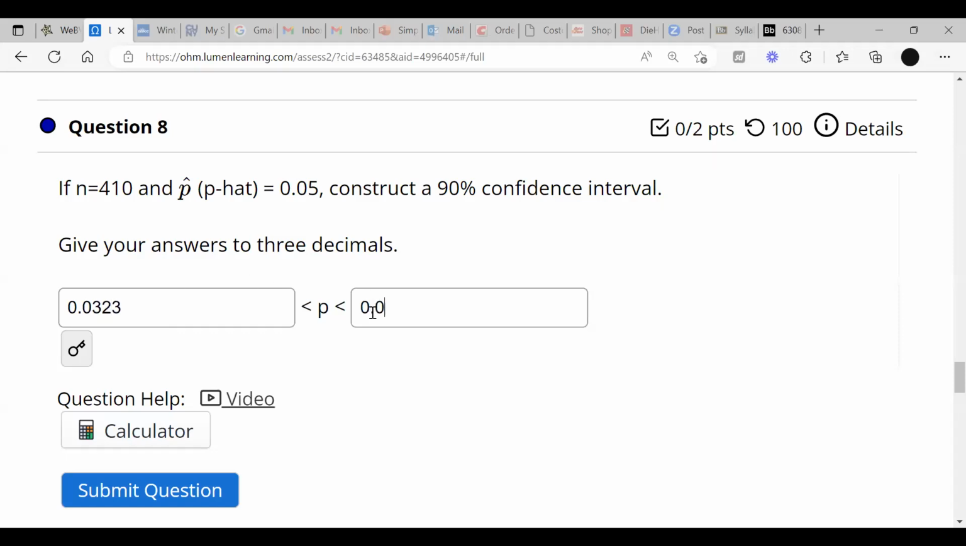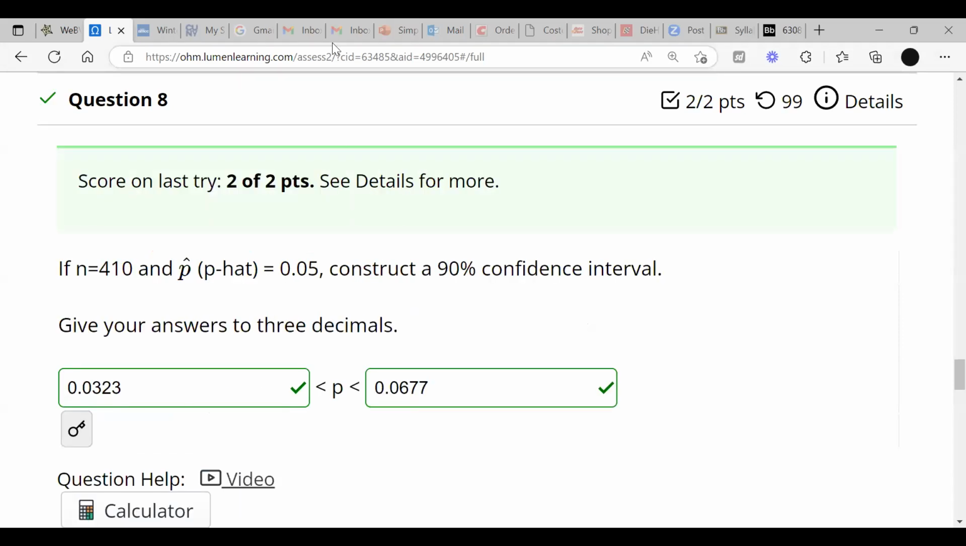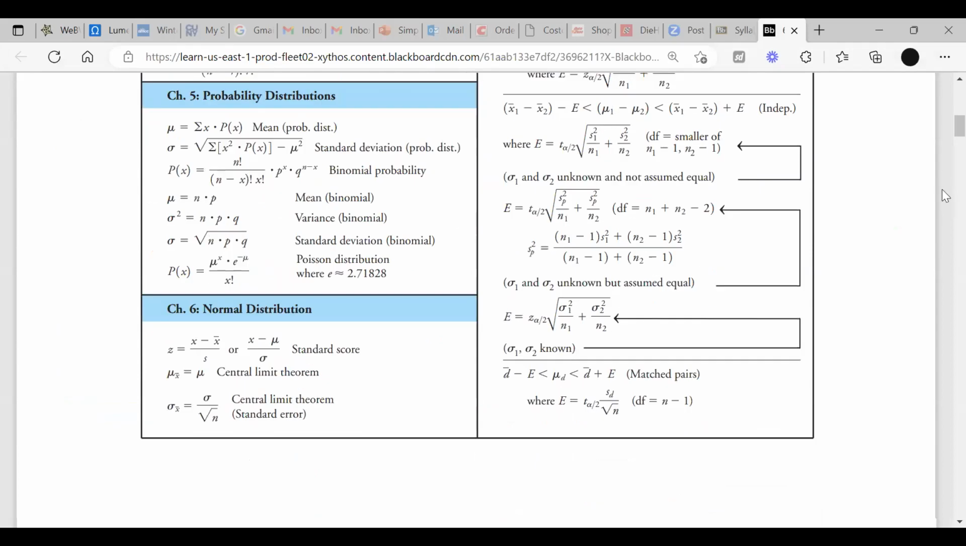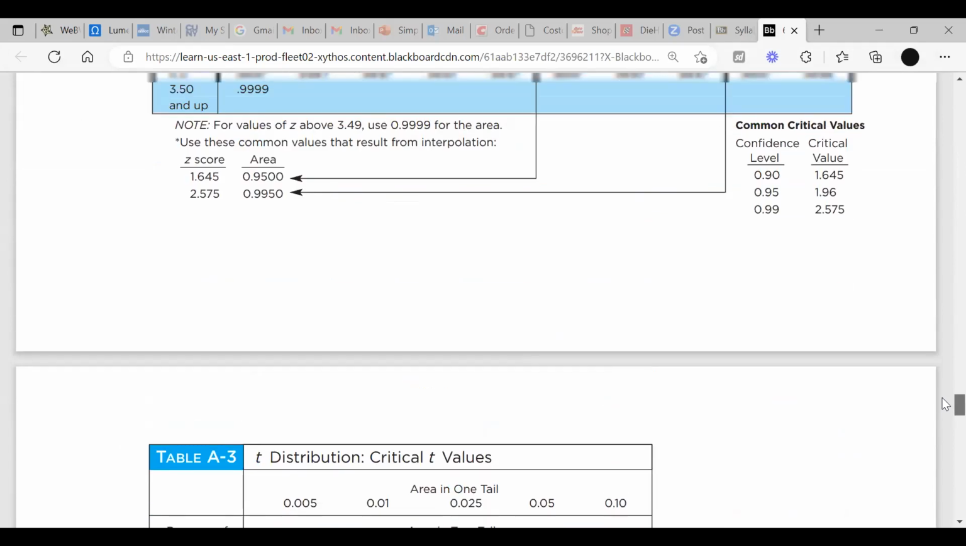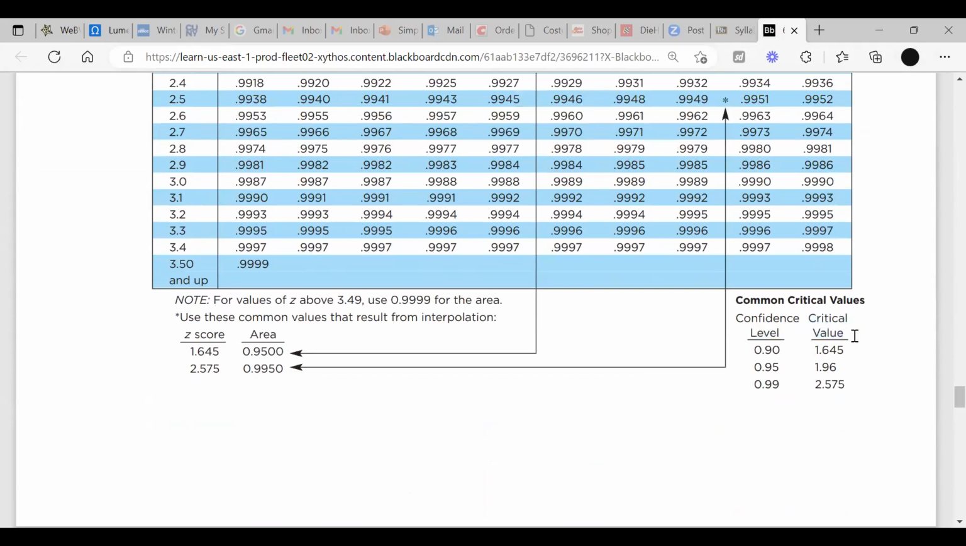Professor, can you explain how you got the z-value for the 90% interval? Definitely. So we're going to go to Table A2, and then you scroll down to the second page of Table A2. You're going to see critical values, right? With 90% meaning the confidence level is 0.90, the corresponding critical z-score is 1.645. For 95% confidence, 1.96; for 99% confidence, 2.575. All right, so that's how we get that.